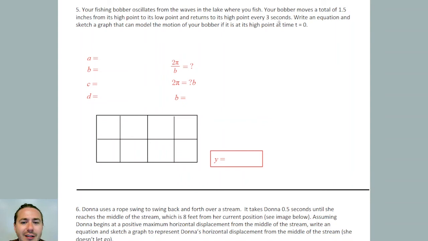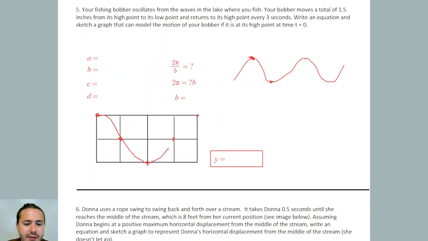Let's dig in here. So basically, you've got a wave. Here's the wave, and you've got a bobber that's bobbing up and down. It says, sketch a graph modeling motion if the bobber is at its high point and time equals 0. So it starts up here, and then the wave goes down, and then back up, and so forth. So we're going to start at a maximum and go all the way down to the low point of the wave, and then go back up to the high point of the wave for our cycle.